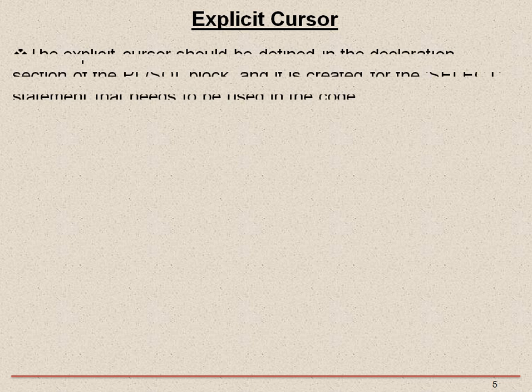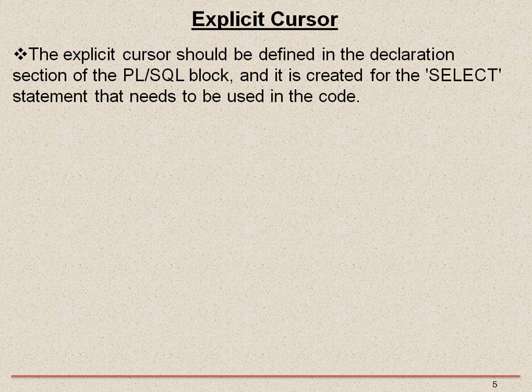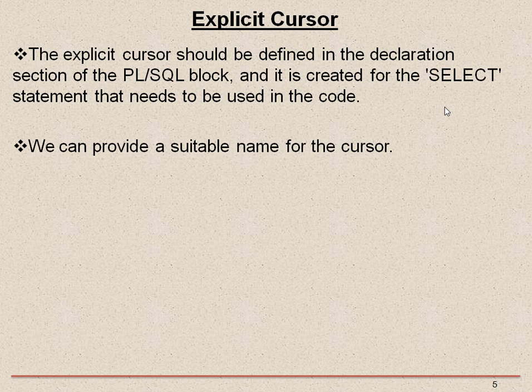Now what is an explicit cursor? This cursor should be defined in the declaration section of the PLSQL block, and it is created for a select statement that needs to be used in the code. As I already discussed in the PLSQL block video, the PLSQL block is divided into sections: the declaration section, begin section, exception section and end section. In the declaration section you first mention these explicit cursors with the select statement for the information you want. Then we provide a suitable name for the cursor, so that we can call it in our program.